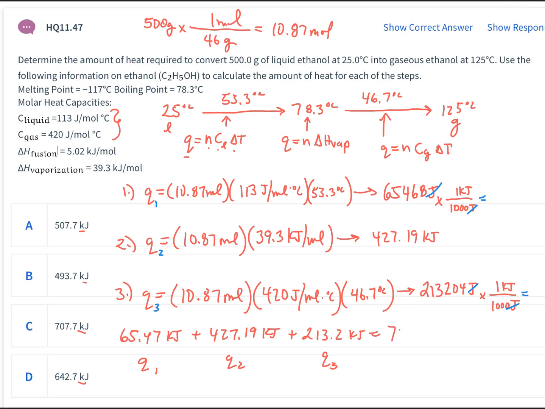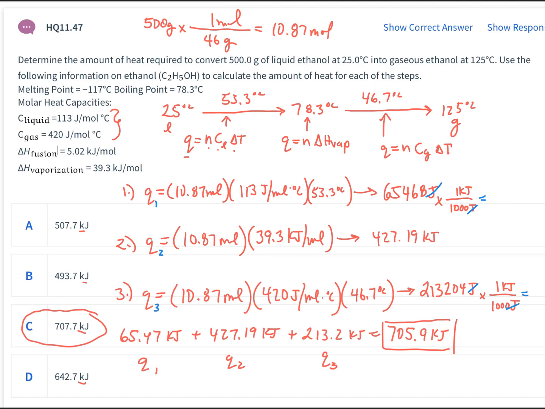So originally, 705.9 kilojoules. Originally, I thought I made a mistake and dropped a number somewhere, but I checked my calculation twice. I get the same number twice, so I'm going to go with choice C, 707 kilojoules. That's the closest answer. I've checked all my numbers twice. I checked the numbers they gave me, and putting them into the calculation, I get 705.9 kilojoules.